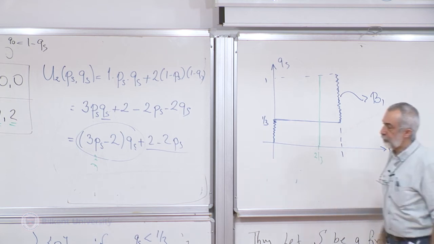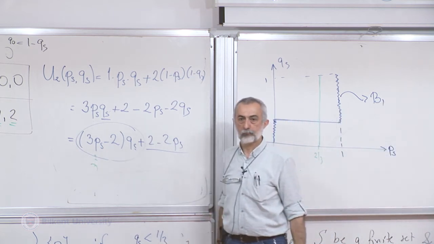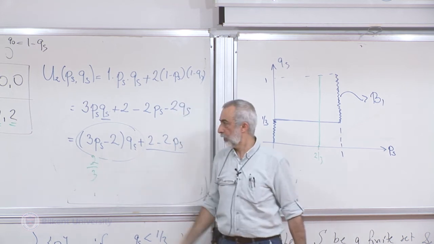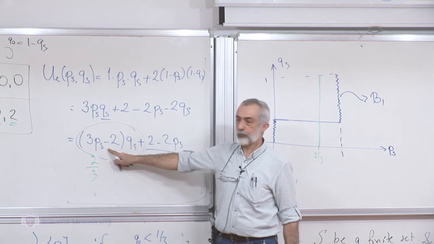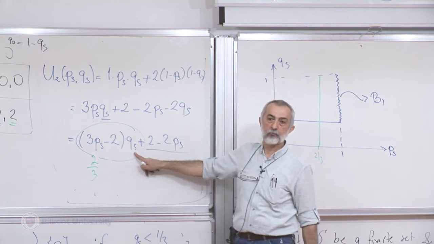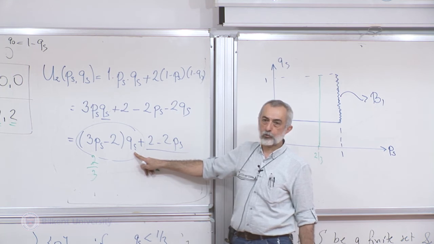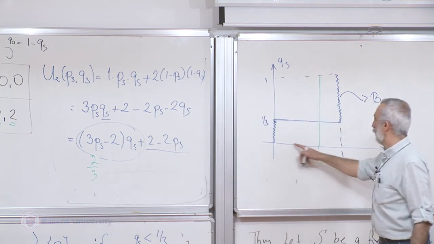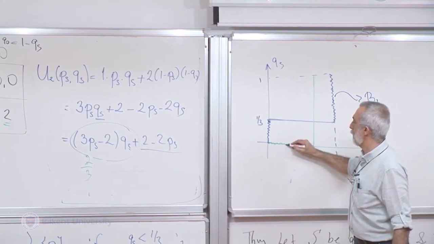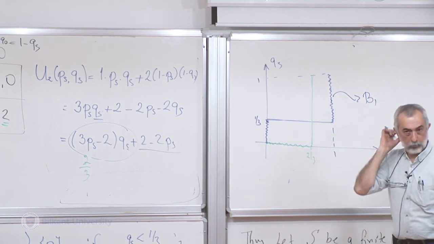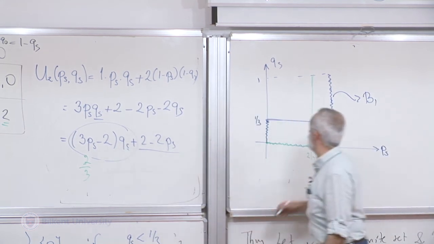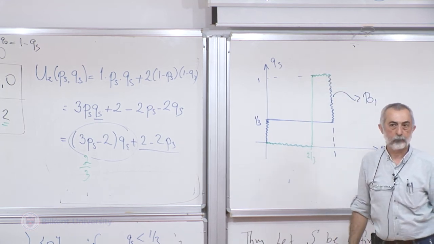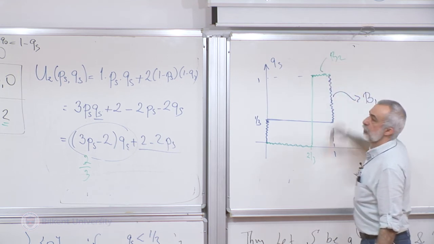Okay. If PS is less than 2 over 3, then this number is negative, which means that the best response of player 2 is to go to opera for sure. That is, set QS equal to 0. So in this region, best response is 0. And when PS is bigger than 2 over 3, best response is to go to the soccer match for sure. Okay, so that's the graph of B2.